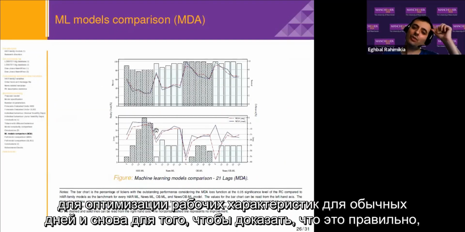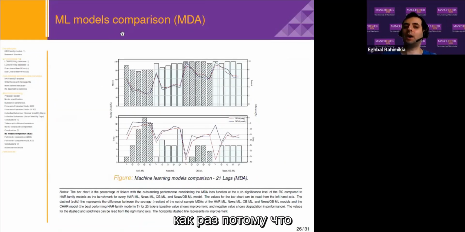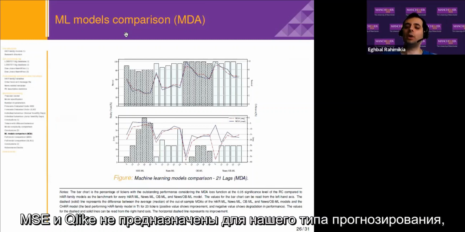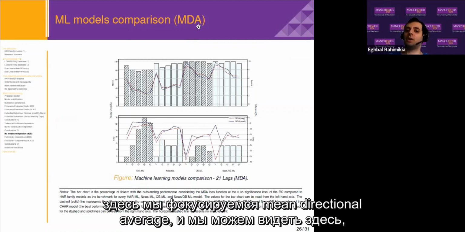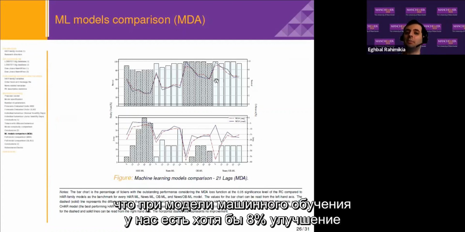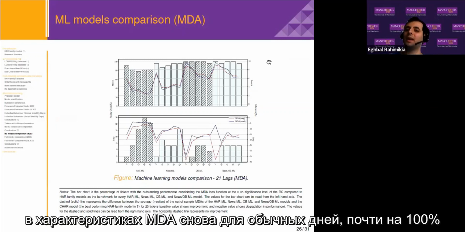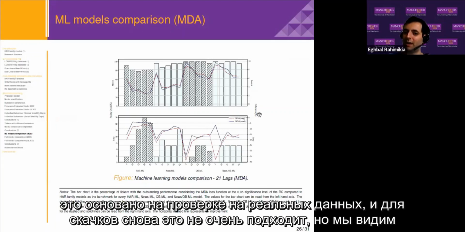And again, for proving that this is right, because mean square error and Q-like are not focusing on the direction of our forecasting performance. Here we are focusing on mean directional average, and we can see here, for most of the machine learning models, we have at least something like 8% improvement in mean directional average performance. Again, this is for normal days, near 100% based on reality check.